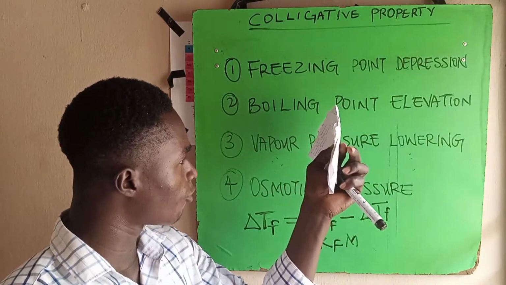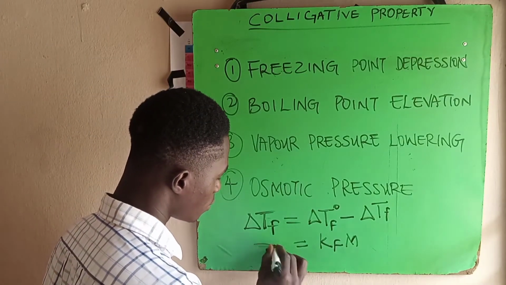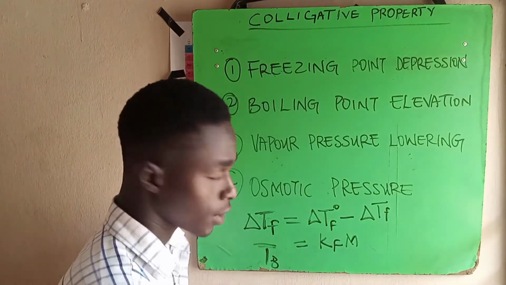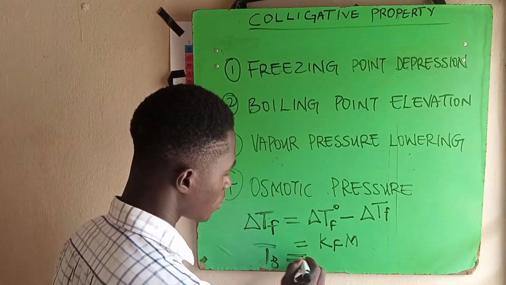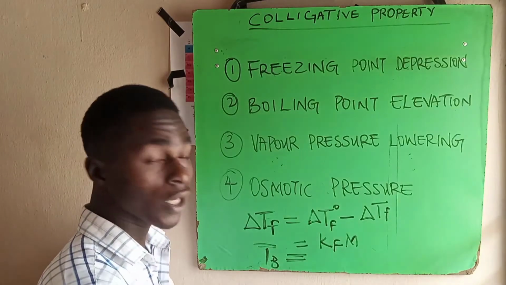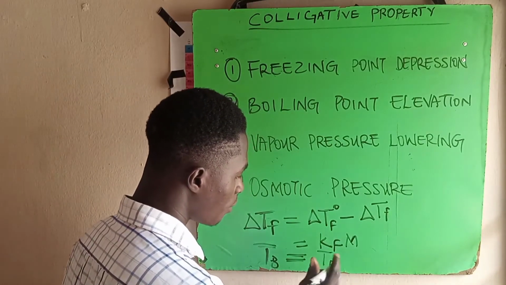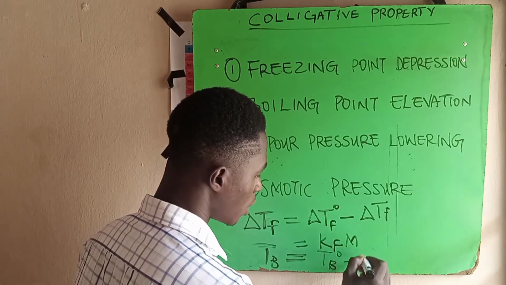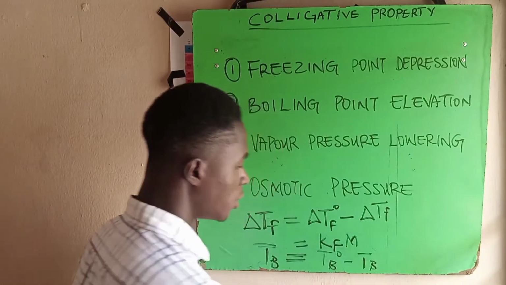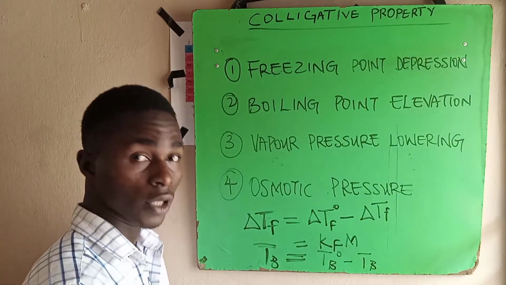So if you want to see the difference in boiling point, for example, let's say TB is the boiling point, and we now want to see the difference if there is an increase or a decrease in boiling point. The actual boiling point of that particular pure solute minus the present boiling point. This will give you the difference in the boiling point if there is an elevation or a decrease, vice versa.